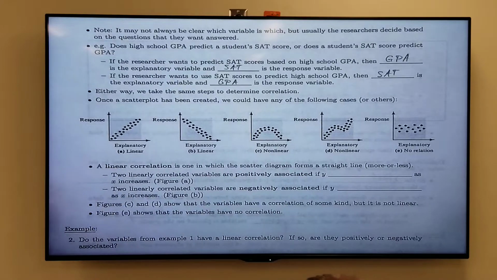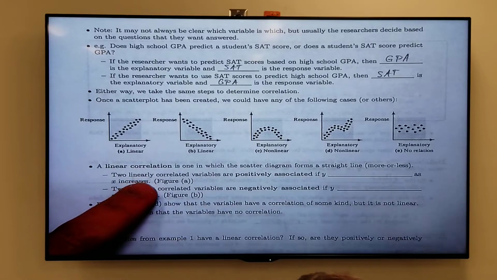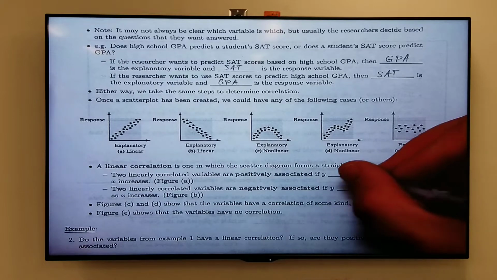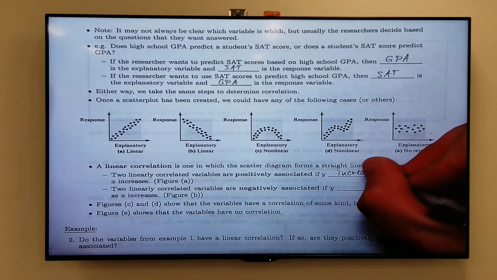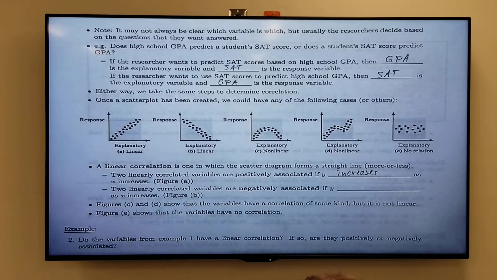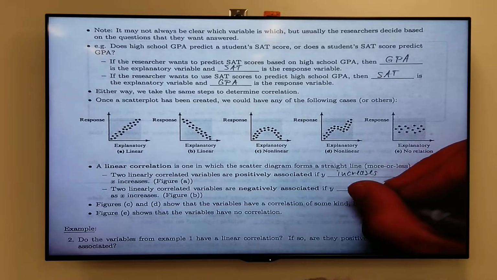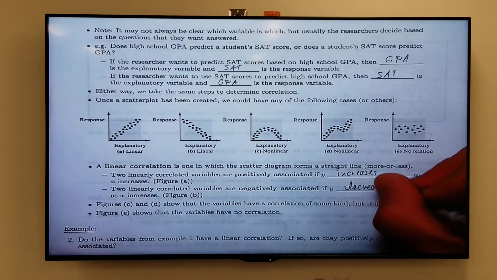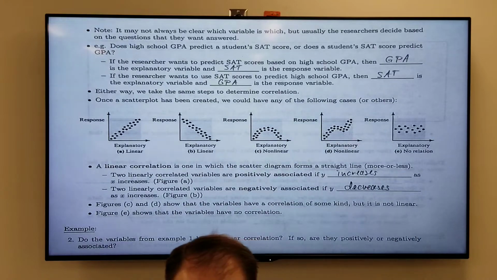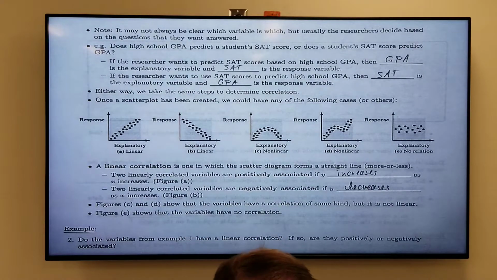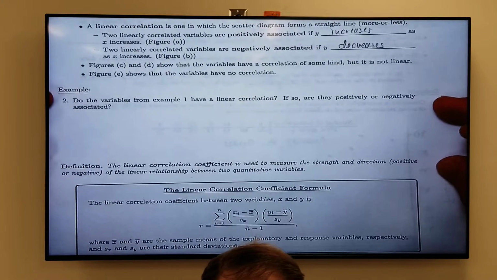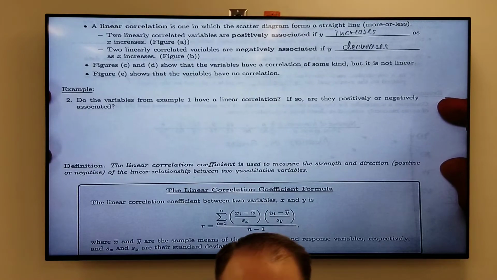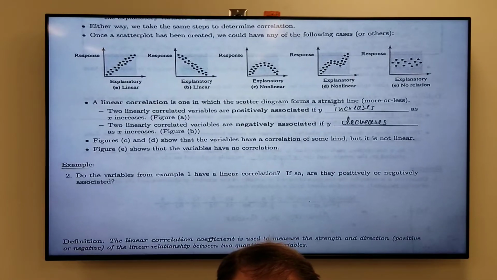So a linear correlation is one in which the scatter diagram forms a straight line, more or less. Two linearly correlated variables are positively associated if y increases as x increases. Two linearly correlated variables are negatively associated if y decreases as x increases, okay? So now the question: do the variables from example 1 have a linear correlation? And if so, are they positively or negatively associated?